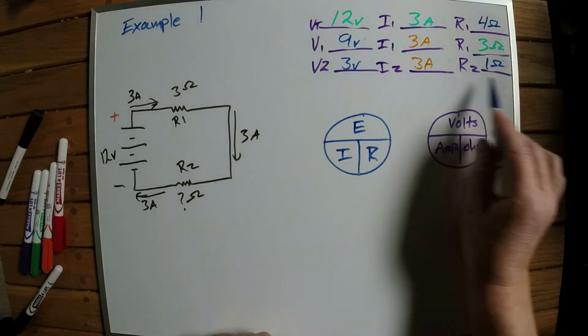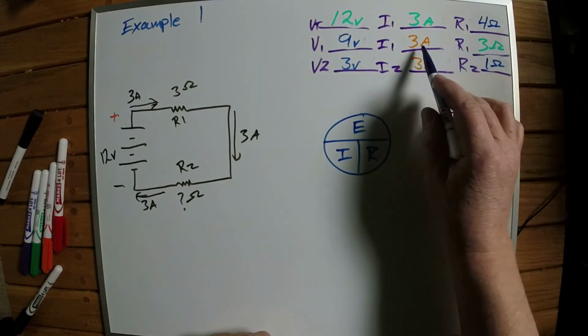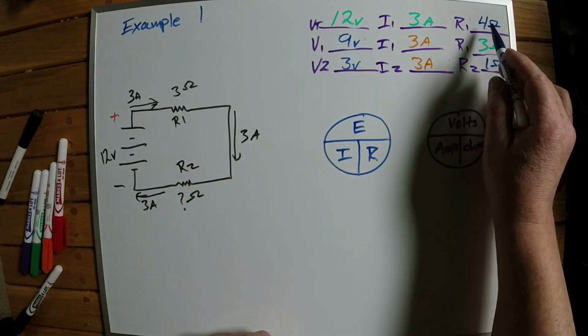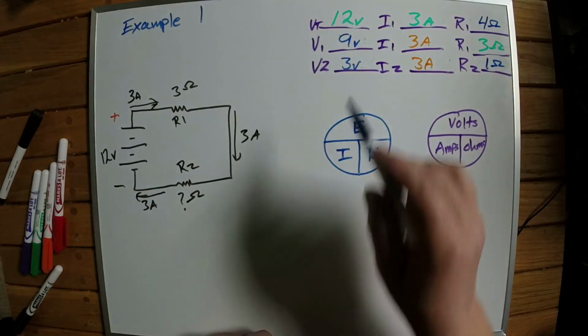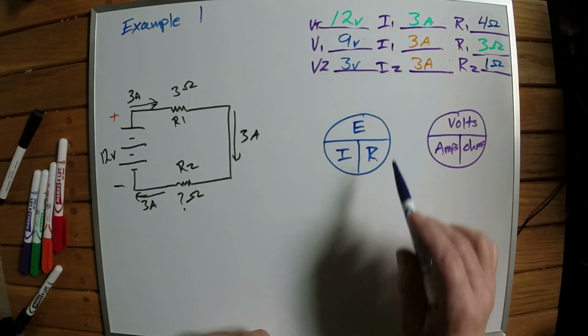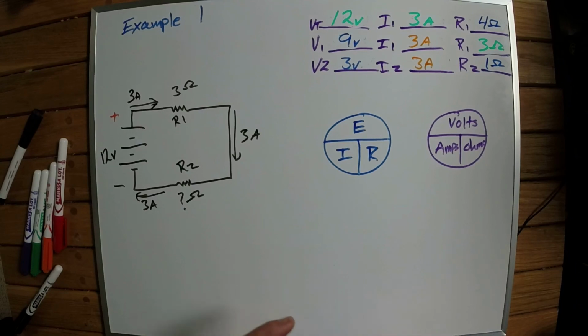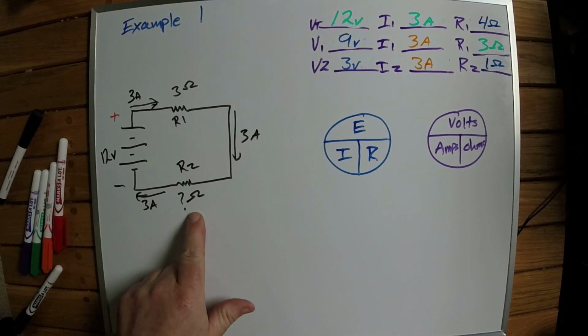And then I can cross-check myself. So 1 times 3 is 3. 3 times 3 is 9. 4 times 3 is 12. 9 plus 3 is 12. The 3's are constant. 3 plus 1 equals 4. And so you see how that all works out? So that's a simple series circuit looking for one resistor.